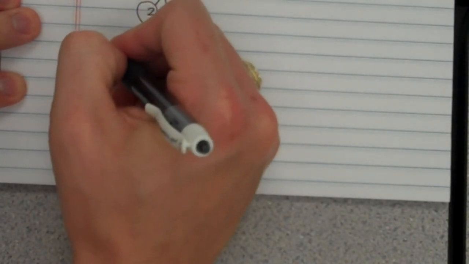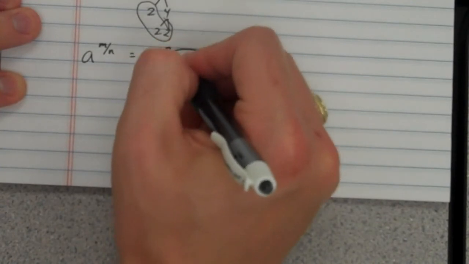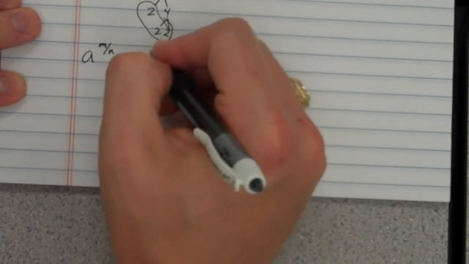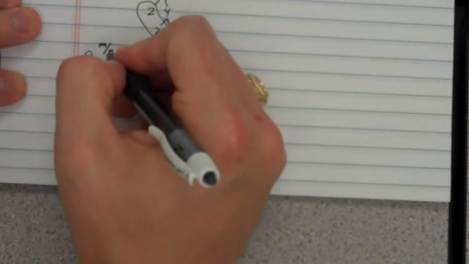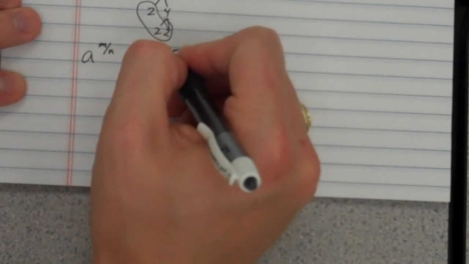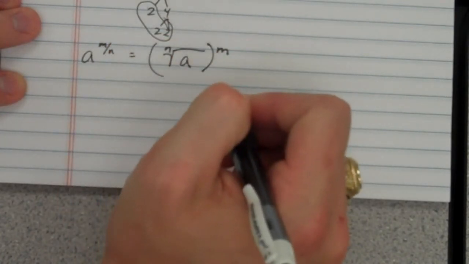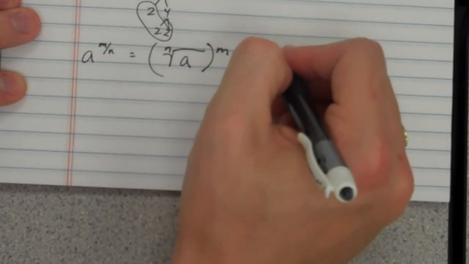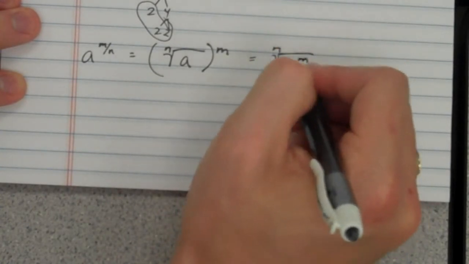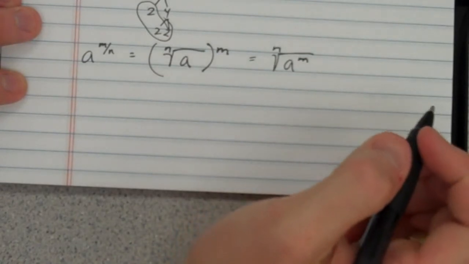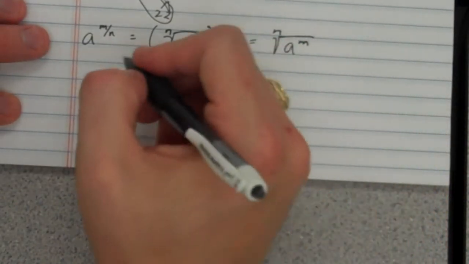A to the m over n, same thing as you would expect. It's the nth root of a to the power of m. So whatever's on the bottom, that's the rules of the house. And whatever's on the top stays on the top over here. This can also be written as the nth root of a to the power of m. These are the exact same thing. Okay? So let's use an example.